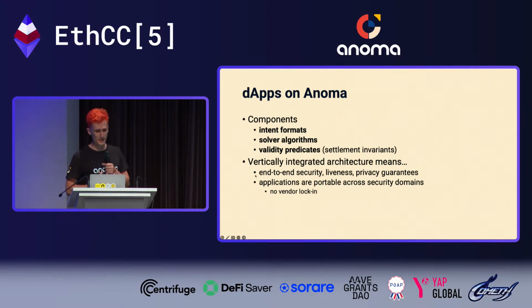Okay, so what do dApps look like on Anoma? Well, they have an intent format that says how to structure these intents so that everyone can do generalized compute over them. You have solver algorithms that take in a set of intents and figure out which ones are composable and settle and combinable. And you have validity predicates which do some settlement invariance, like we shouldn't be able to mint extra Bitcoin unless you're Bitcoin, or you shouldn't be able to put my account into a negative state. This kind of vertically integrated architecture means that you get end-to-end security for liveness and privacy guarantees. And the really cool thing is you get no vendor lock-in, because your applications can be portable over multiple security zones, just like your phone is portable to most countries in the world.